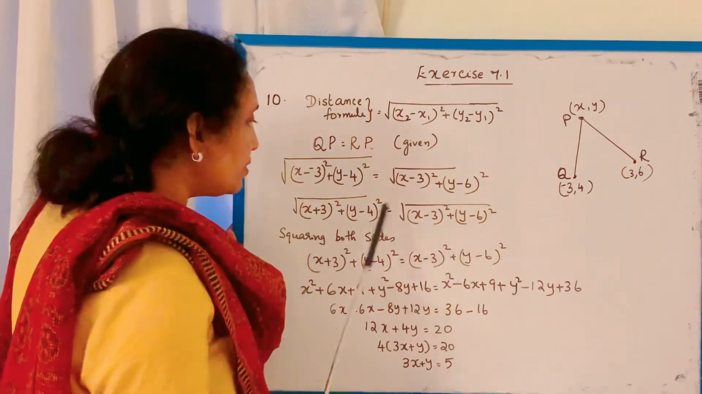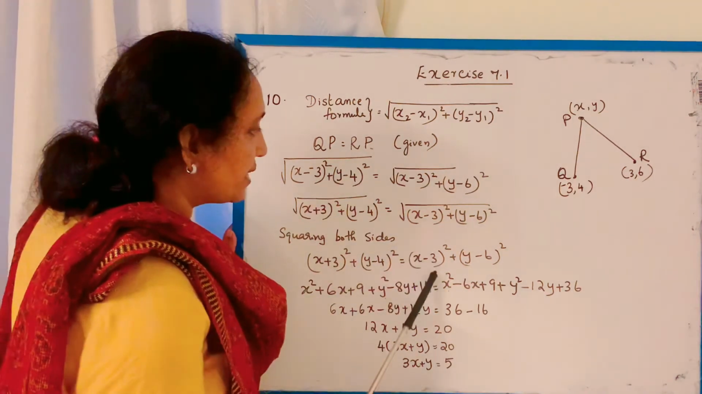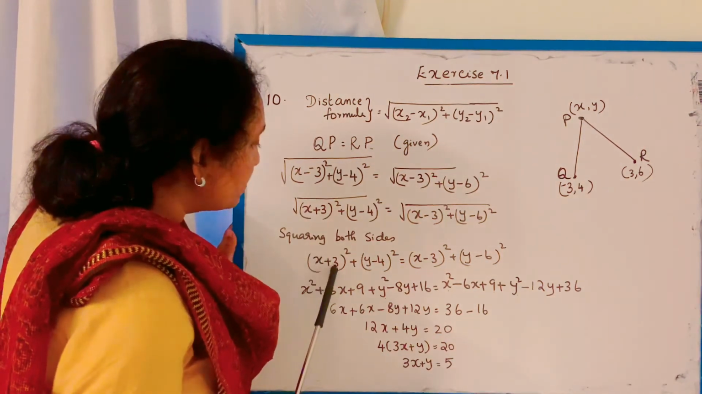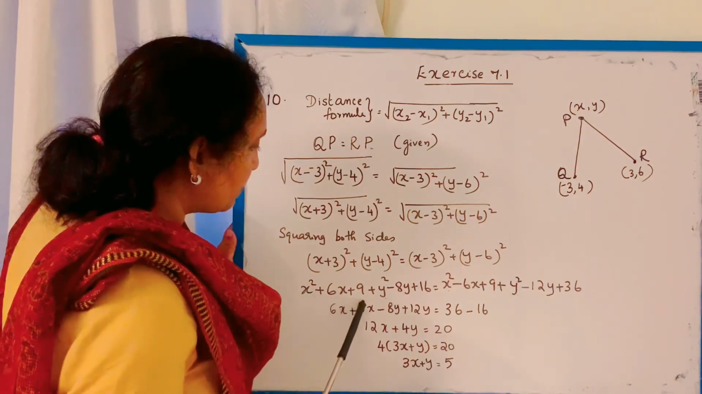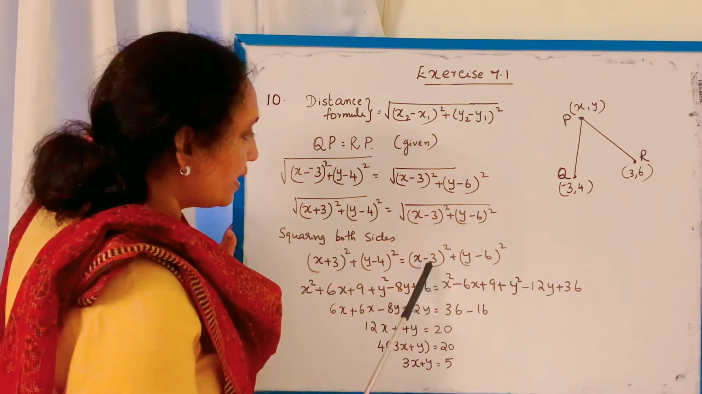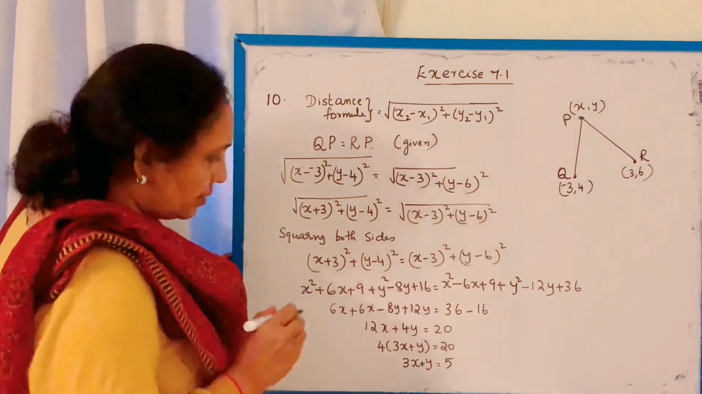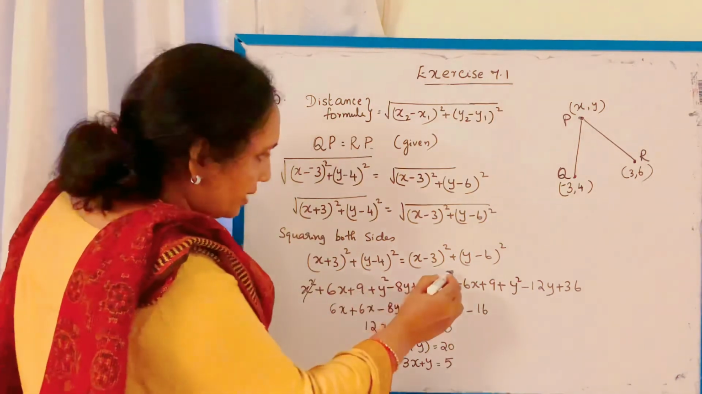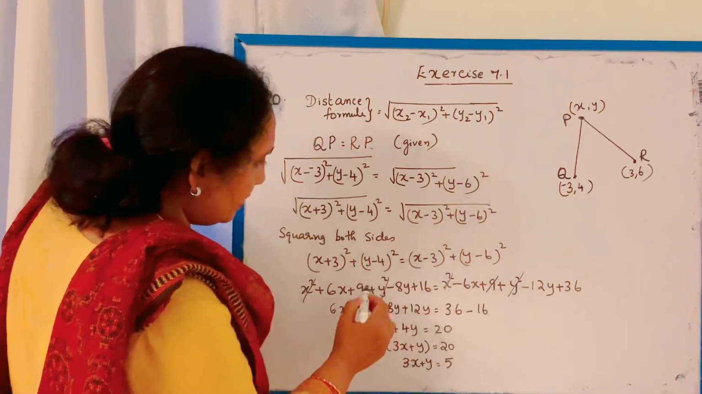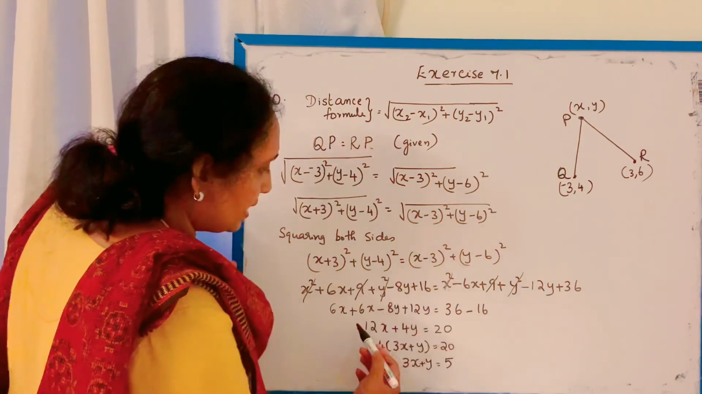Here you should remove the root, so square both sides, then you will get x plus 3 the whole square plus y minus 4 the whole square is equal to x minus 3 the whole square plus y minus 6 the whole square. Here you can apply a plus b the whole square form, then you will get x square plus 6x plus 9, this a minus b the whole square form, then you will get like this. Okay, here a minus b the whole square, here also a minus b the whole square. Now this x square and x square get cancelled, y square and y square get cancelled, this 9 and this 9. Then 6x, take this minus 6x to this side, that means plus 6x.